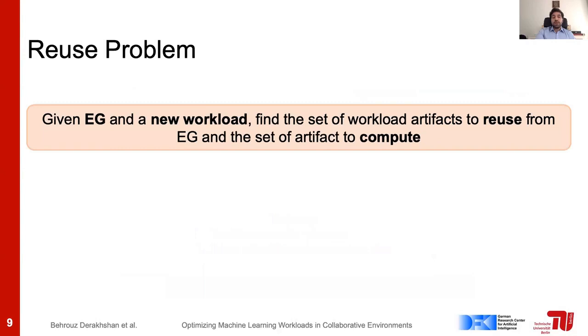And next, now that we have our experiment graph with some materialized artifacts inside of it, when a new workload arrives, we would like to find the optimal execution plan, meaning for every artifact inside this new workload, we would like to know, should we reuse it from the experiment graph, or should we compute it locally on the container?